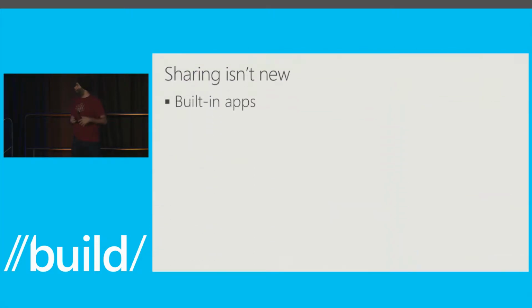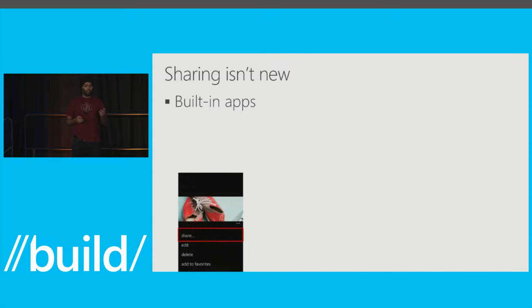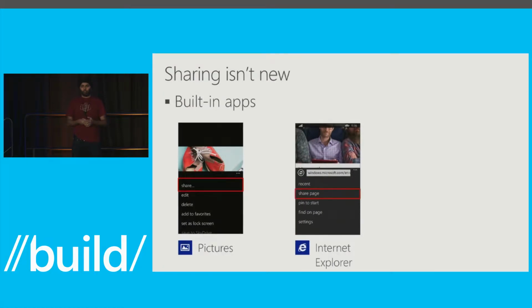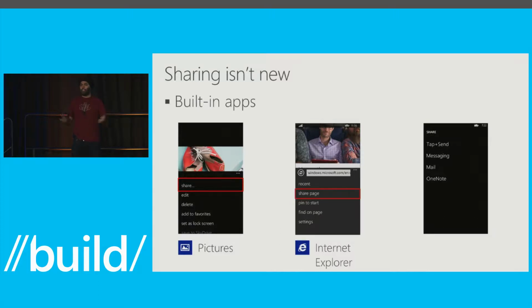Now, before we look at the share contract, I also want to point out that sharing isn't a new idea to Windows Phone. You've always been able to share pictures since Windows Phone 7. You've been able to share web pages, again, since Windows Phone 7. And when a user taps one of these share buttons, the screen they see is this guy. We call this guy the share picker.